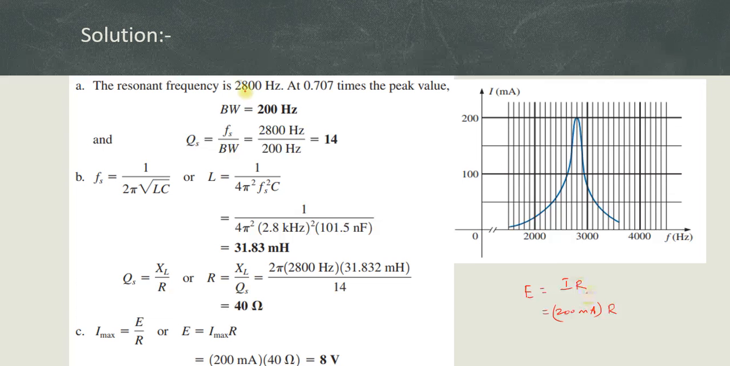But I know that my resonant frequency is 2800 hertz, because we know that my maximum current is 200. Okay, so my peak value is 70.7 percentage, so 70.7 percentage of 200. So just you draw the line.